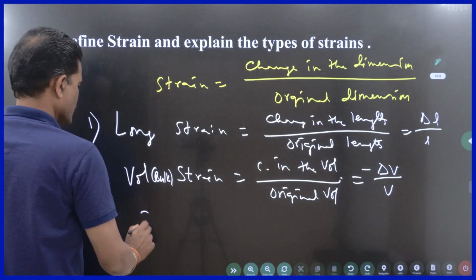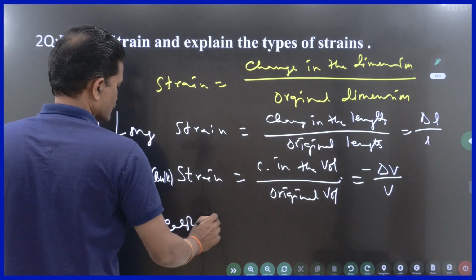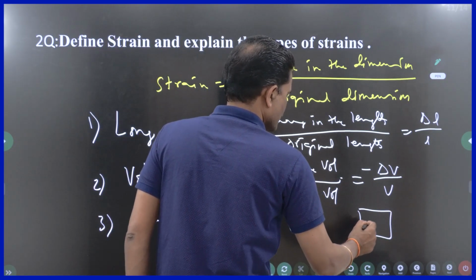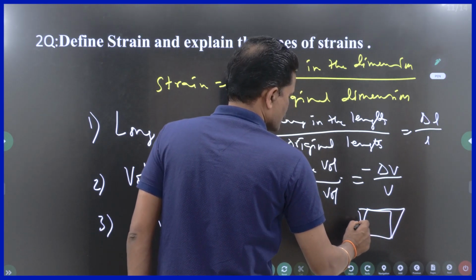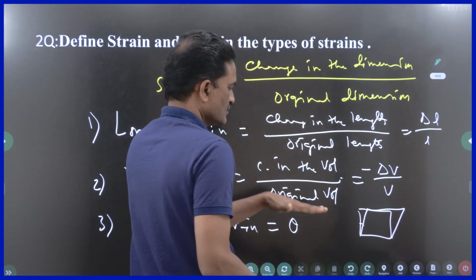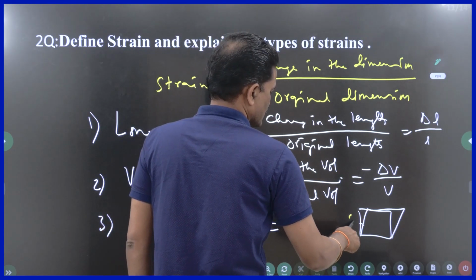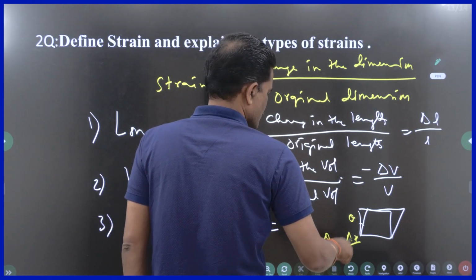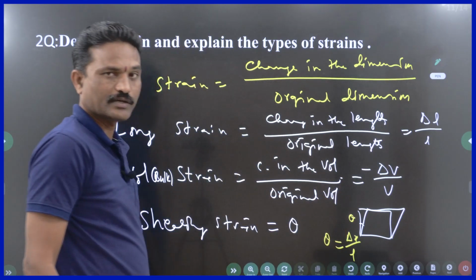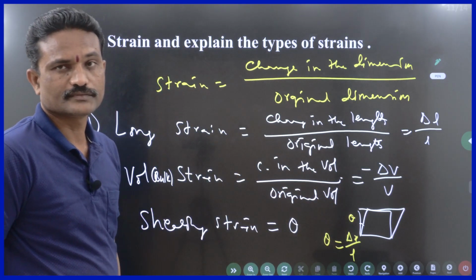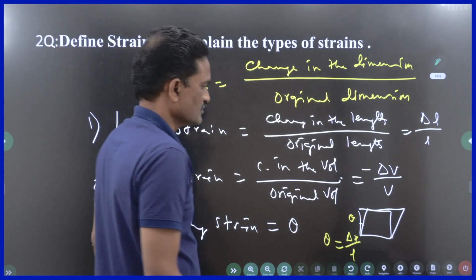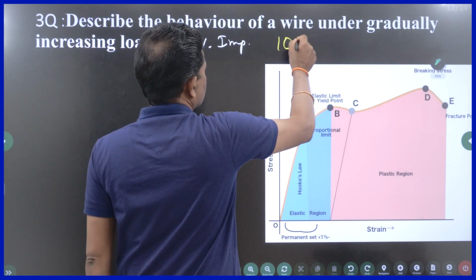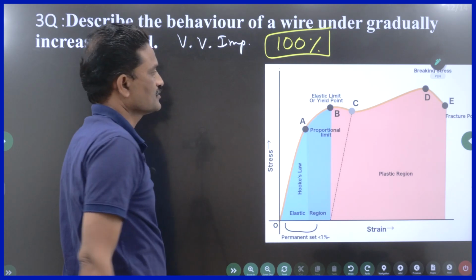And the third one is shearing strain that we already discussed. So it is nothing but theta. You draw the diagram. This is the initial one. Because of the application of the force, this lateral side is displaced by an angle theta. So this theta is how much it moved, delta x, and the lateral dimension is L, that is delta x by L. Is this clear? So this is the third strain. This question is very, very important. 100% you are going to get this question in the exam. The other two are not that important.